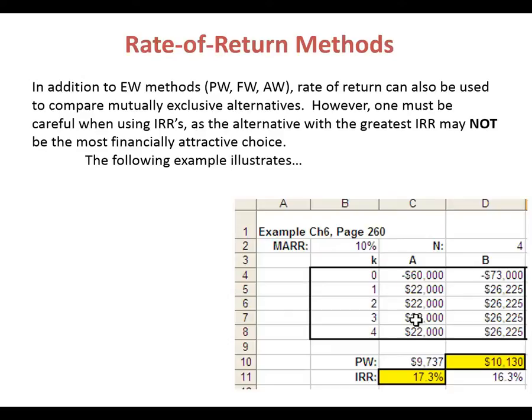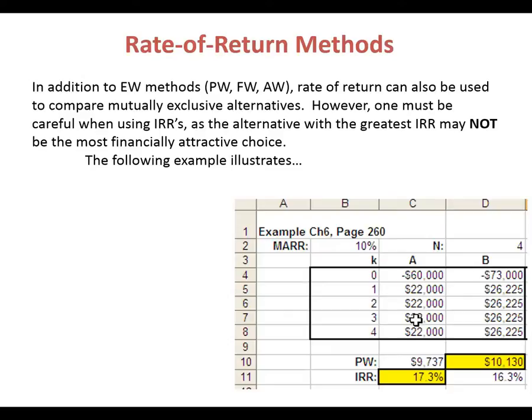Well, if we use the present worth method, then what we find out is that alternative B has the highest present worth. And what I'll tell you is you can always rely on a present worth method to identify the best alternative. So option B is better than option A because it generates a higher present worth.